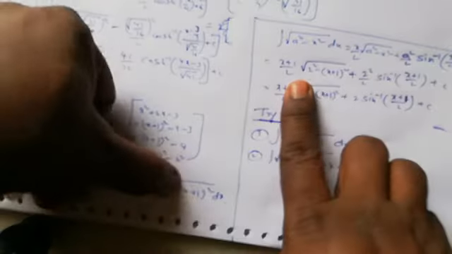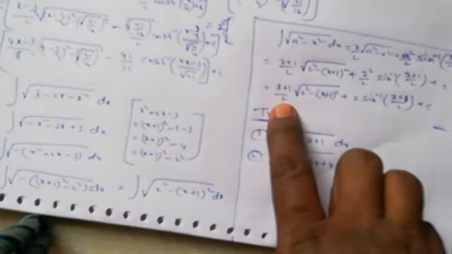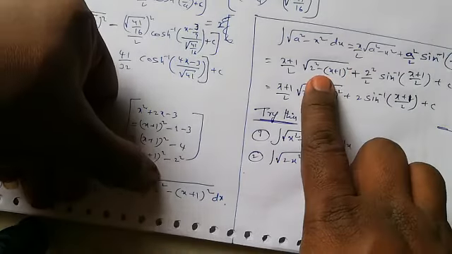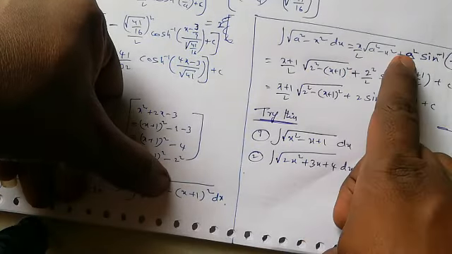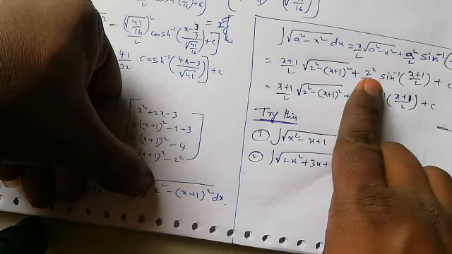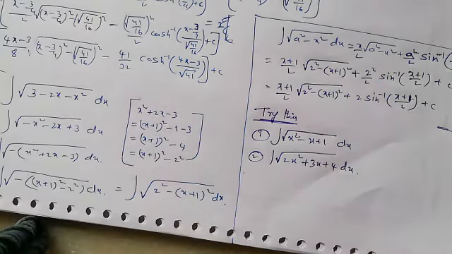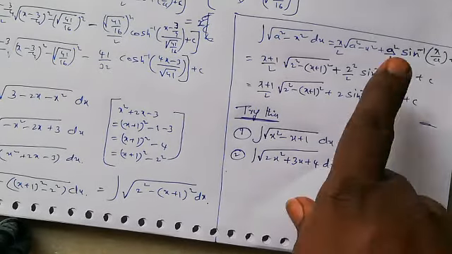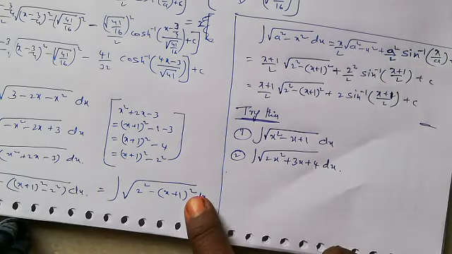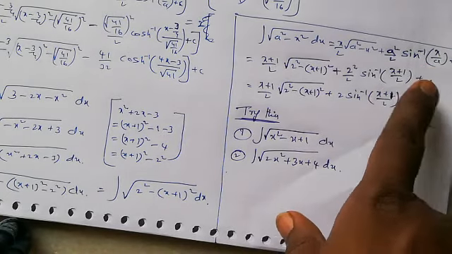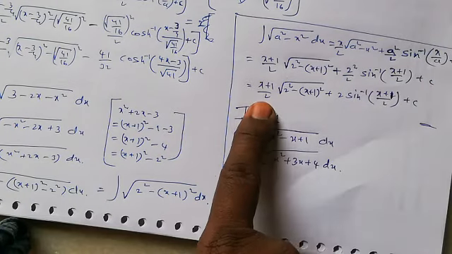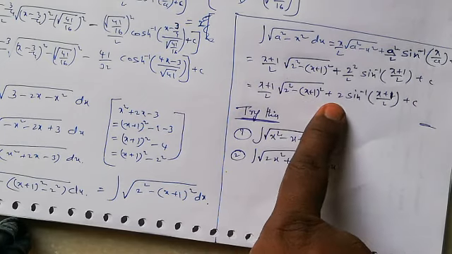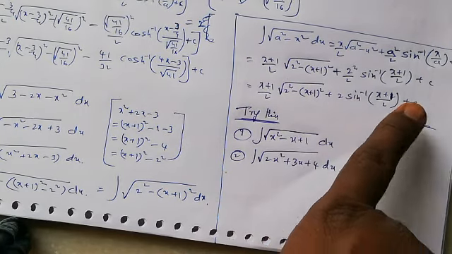x by 2, here x means x plus 1 by 2, x plus 1 by 2 into root over a square minus x square. a square minus x square means 2 square minus x plus 1 whole square, plus a square by 2. A square, here a square means 2 square. 2 square by 2 into sine inverse of x by a plus c. Sine inverse of x by a, x means here x plus 1, by a, a means 2, plus c. By simplification it becomes x plus 1 by 2 into root over 2 square minus x plus 1 whole square plus 2 into sine inverse of x plus 1 by 2 plus c.